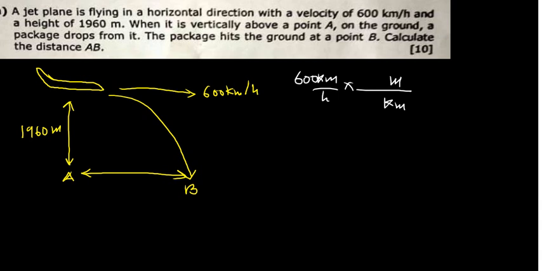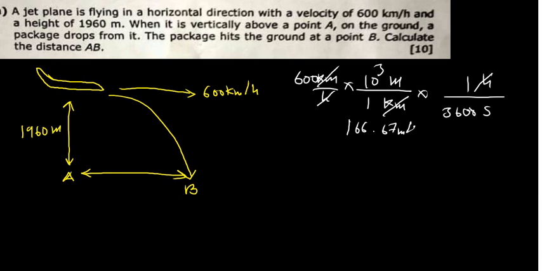We know that in 1 kilometer we've got 1,000 meters, and then we have got an hour down, I'll put an hour on top, and then a second down. In 1 hour I've got 3,600 seconds. So the hour cancels with the hour, the kilometers cancel with the kilometers. 600 multiplied by 1,000 and then divided by 3,600. That will give us 166.67 meters per second.